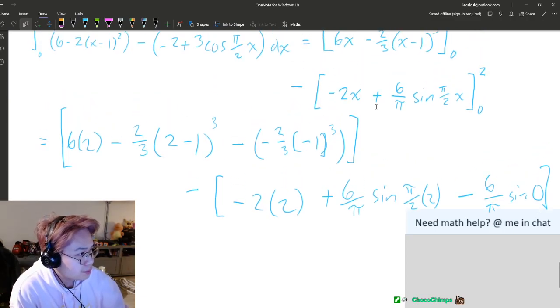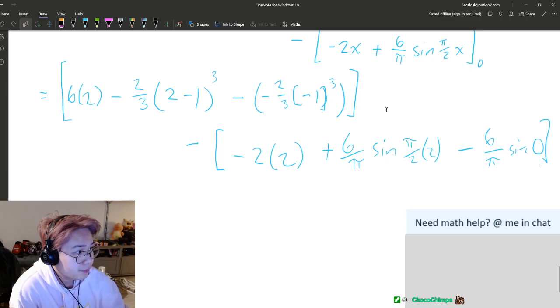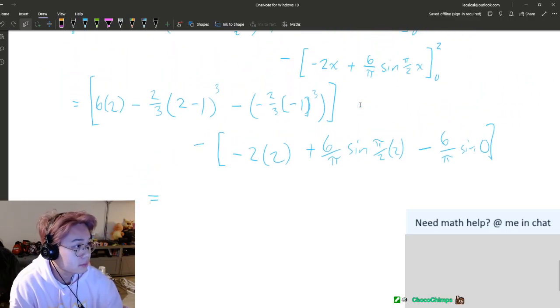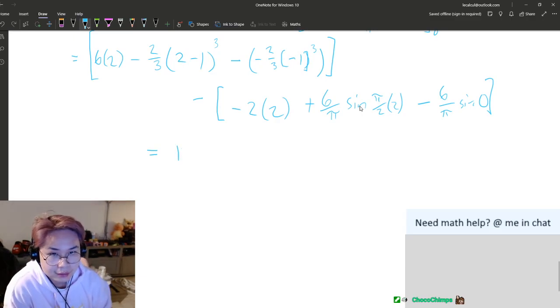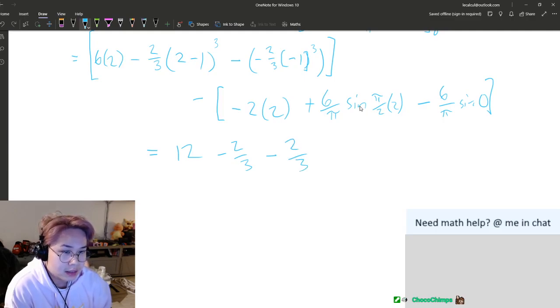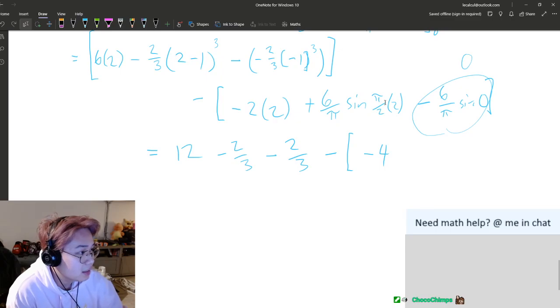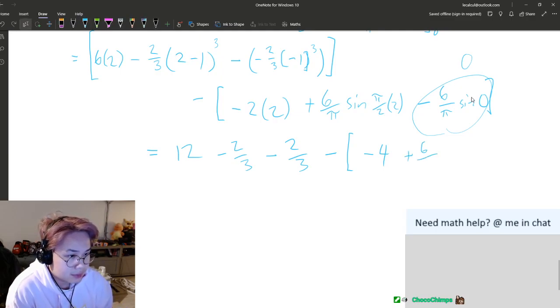Okay, I think I plugged these in properly, so we can just make things look good. So 6 times 2 is 12. And then this is going to be minus 2/3. This will be minus another 2/3, I think. Minus negative 4. All of this stuff is 0. And then over here we have sine pi, which is just 1, so then this is just going to be 6 over pi.